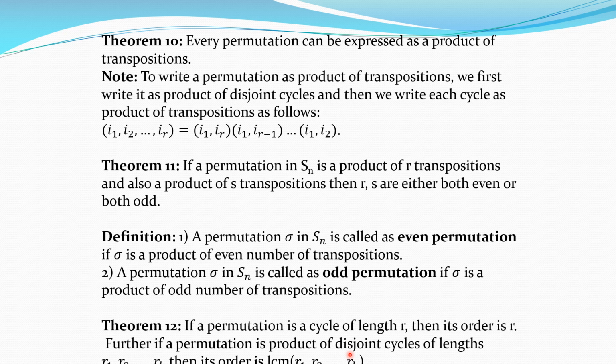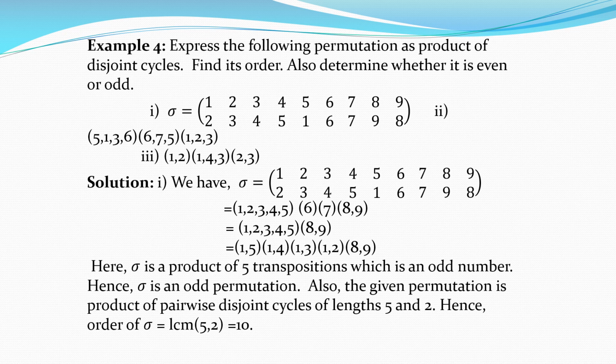So if it is a permutation of a single cycle of length r, then directly we can say that its order is r. But instead of a single cycle, if it is a product of k disjoint cycles with lengths r1, r2, ..., rk, then the order of that permutation is the LCM of all these numbers, that is r1, r2, ..., rk.